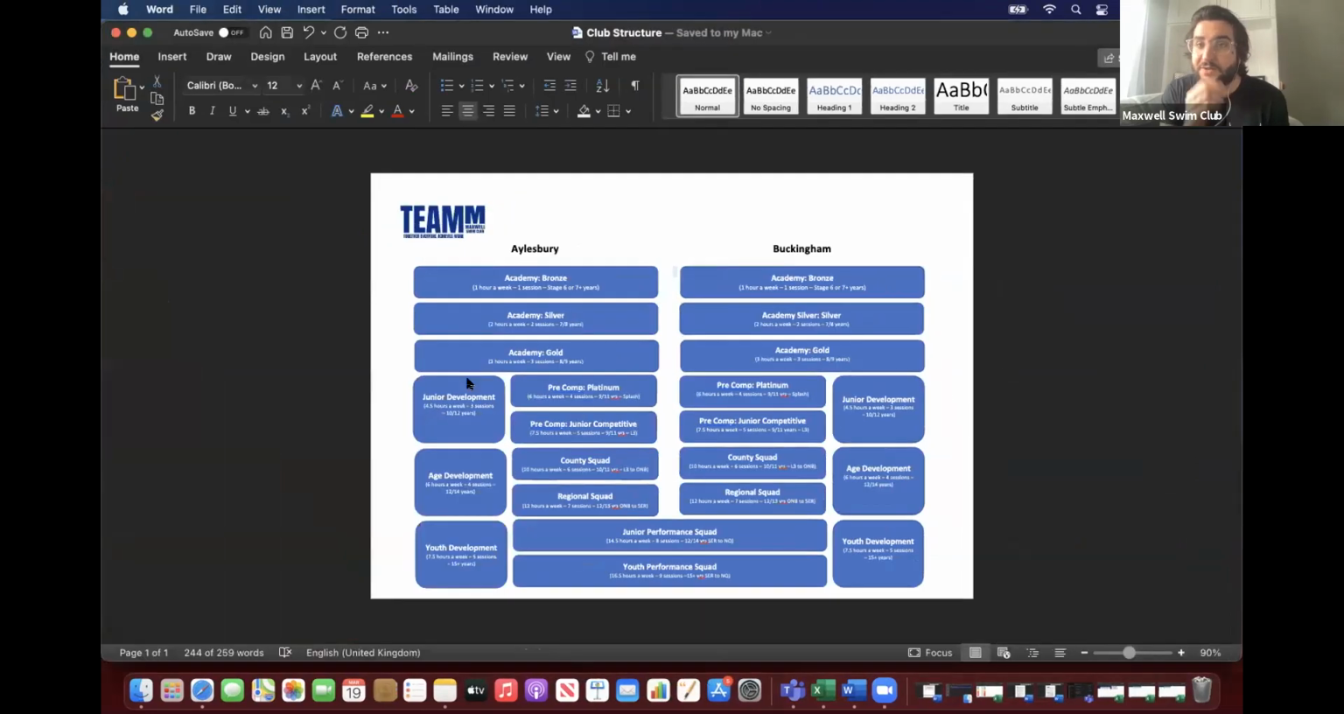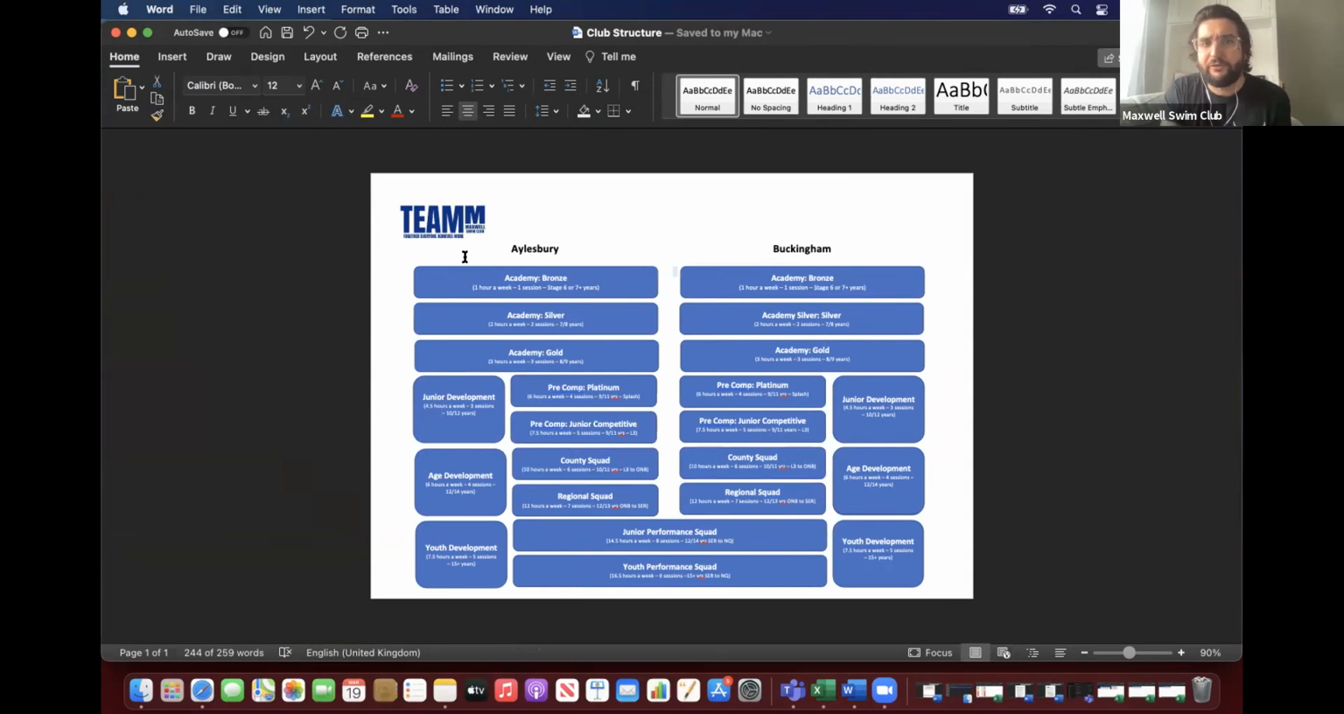Similar to Lawrence, if we look at the structure, we have two sides to our squad, to our club. We have a Buckingham site and an Aylesbury site. Now the Buckingham site's quite small in comparison to the Aylesbury site. I think there's like 85 kids over that side, whereas over at Aylesbury we have around about 200.